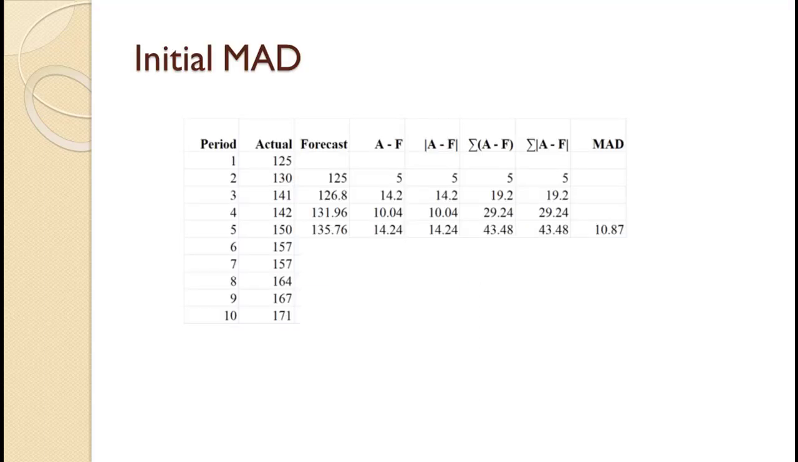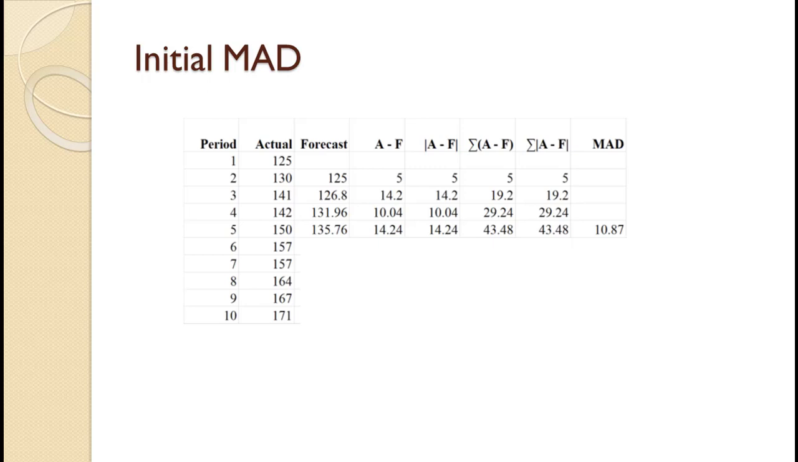The first step is to compute the initial MAD for period 5. For period 2, the actual of 130 minus the forecast of 125 equals 5. For the first period of the forecast only, the cumulative total equals these values. For period 3, the actual of 141 minus the forecast of 126.8 equals 14.2. The absolute value is 14.2. The cumulative A-F equals 5 plus 14.2 equals 19.2. The cumulative absolute value A-F equals 5 plus 14.2 equals 19.2.